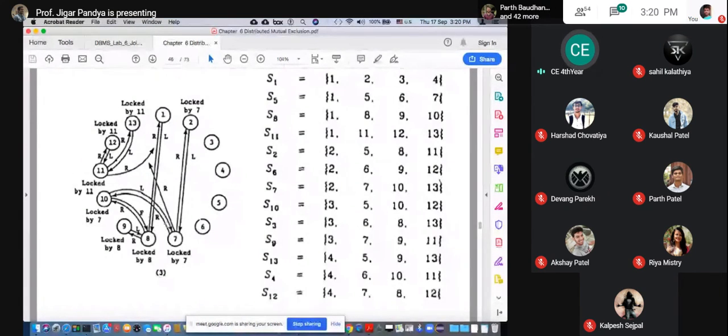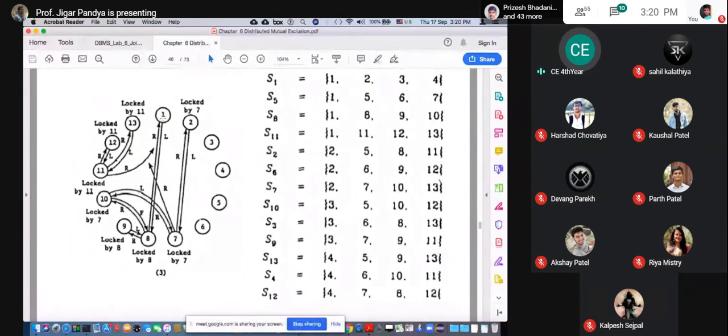So R here is actually request, reply, and release. This R can mean any of the three, and let's see if we have further diagrams. But deadlock, could you see the deadlock?